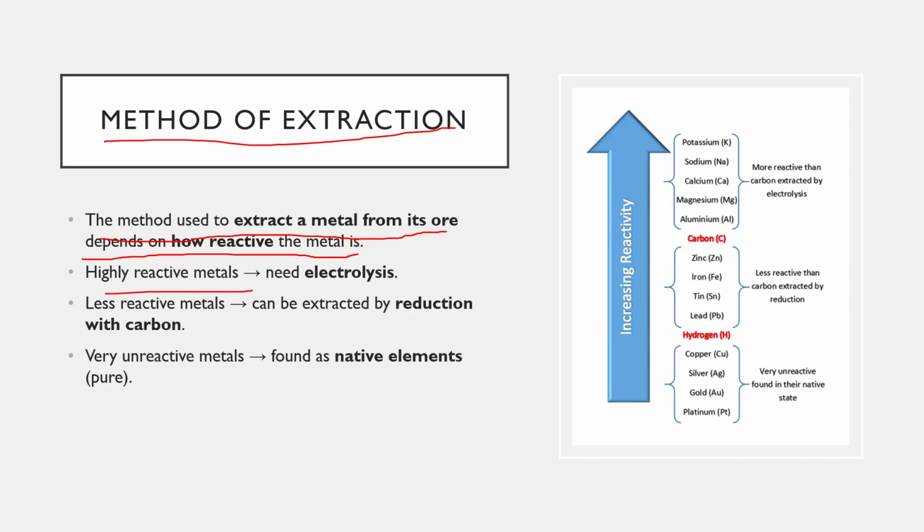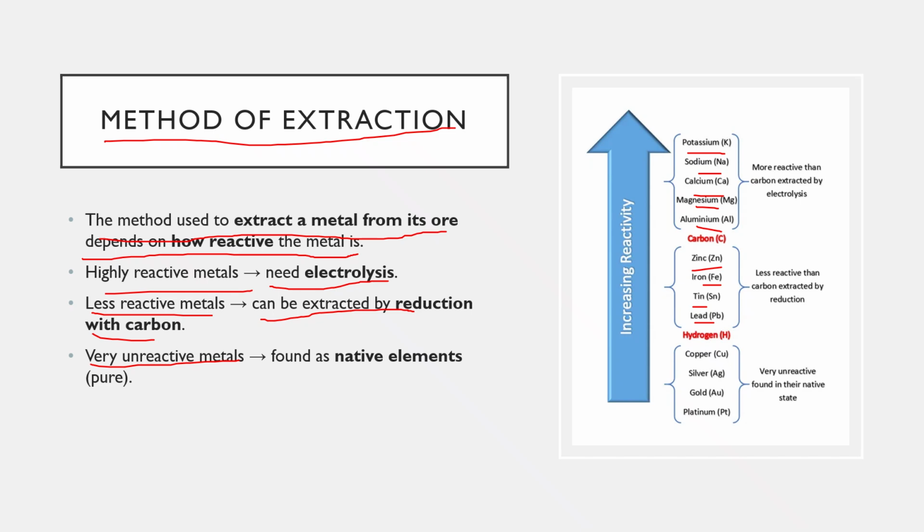Highly reactive metals need electrolysis. Less reactive metals can be extracted by reduction with carbon. And very unreactive metals are found as native elements, or you can say found in pure form. So here, if any metal is above carbon, the method we use is electrolysis, and those metals are potassium, sodium, calcium, magnesium and aluminium. After that, if any metal is below carbon, the method we use is reduction with carbon, and these include zinc, iron, tin, lead.